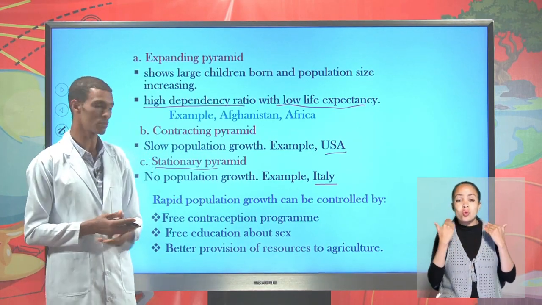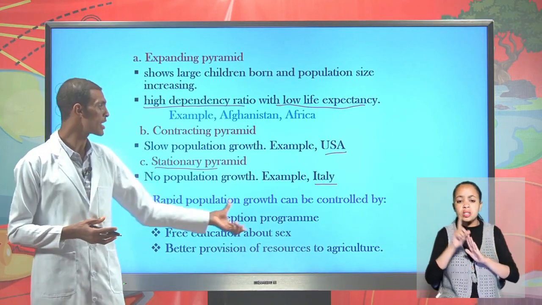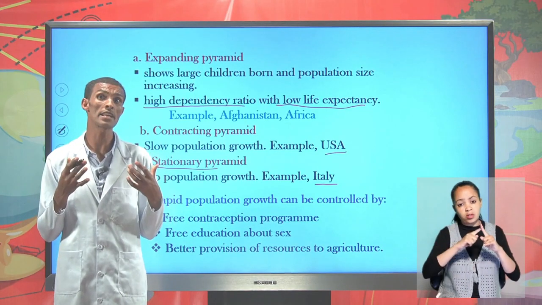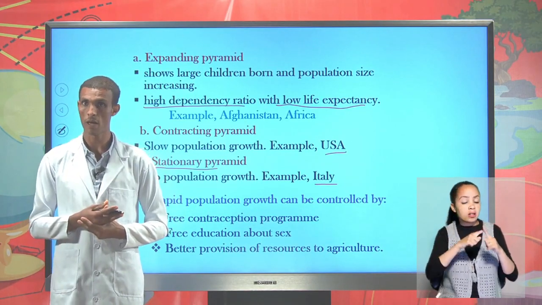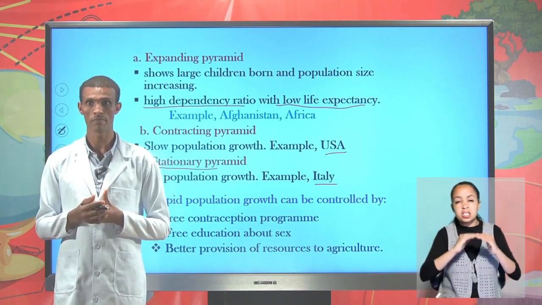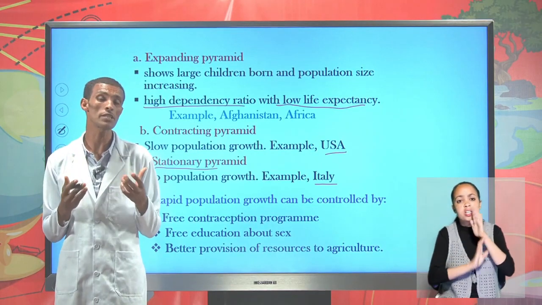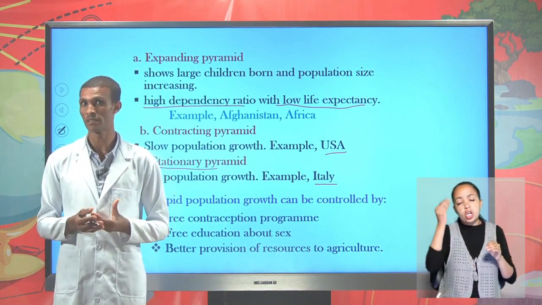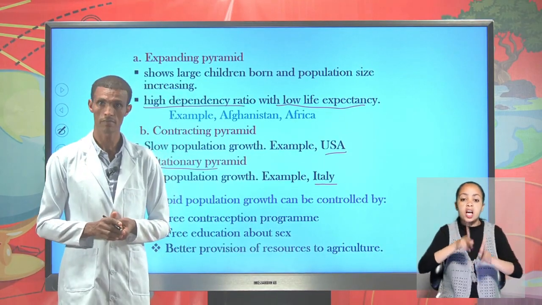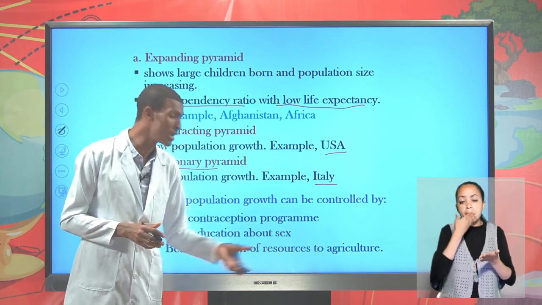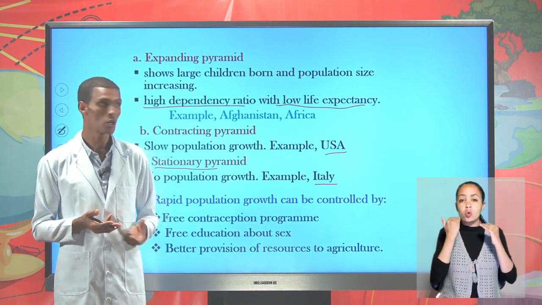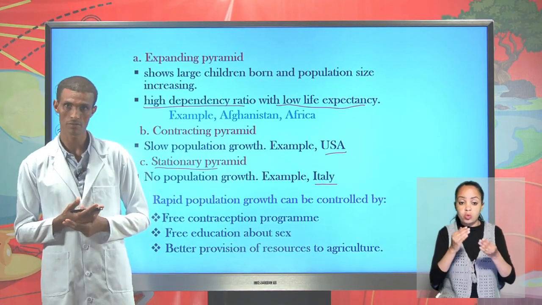To limit population growth, a free contraception program must be available. Free family planning activity must be available because population size may influence a country's development. And again, free sex education must be available for a given country. And again, better provision of agricultural resources and better availability of food supply. The quality and the quantity must be available to limit population size growth.